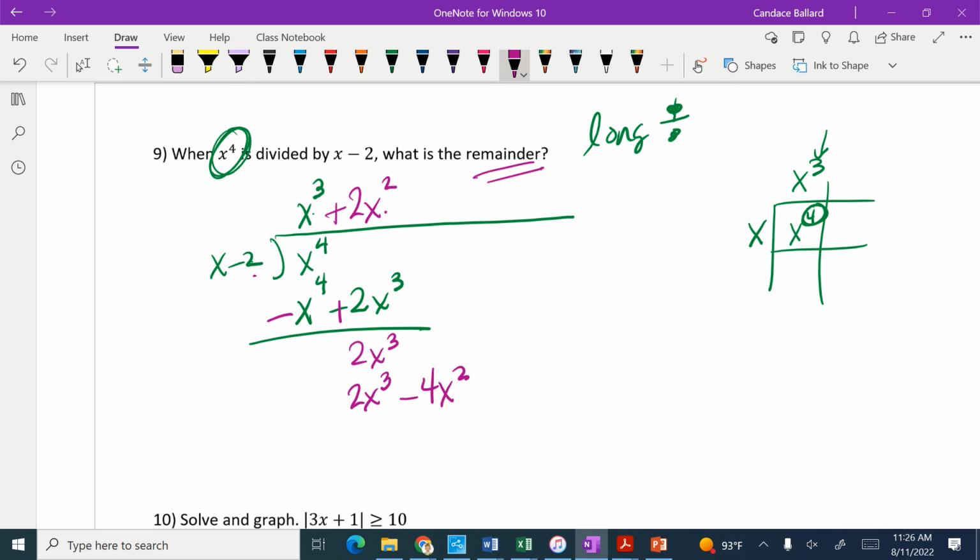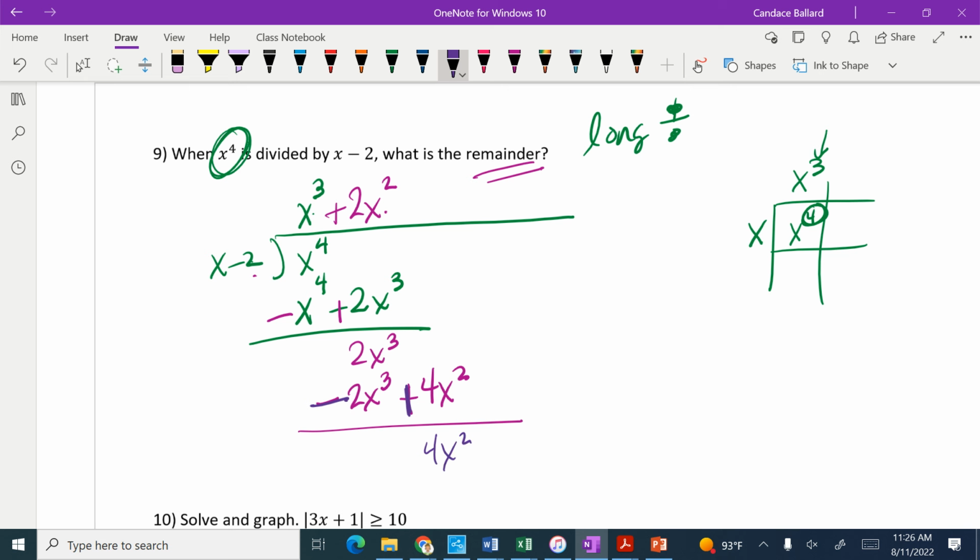What's my next step? Change the signs. Okay, so I'm going to flip the signs. Actually, I'm going to use a different color to do that. Flip the signs. All right, what's left now? 4x squared. Okay, the process continues.